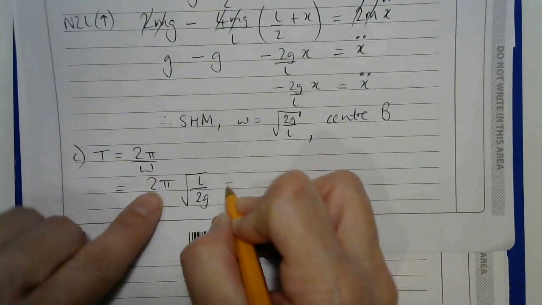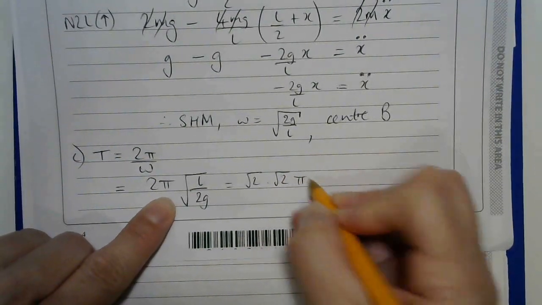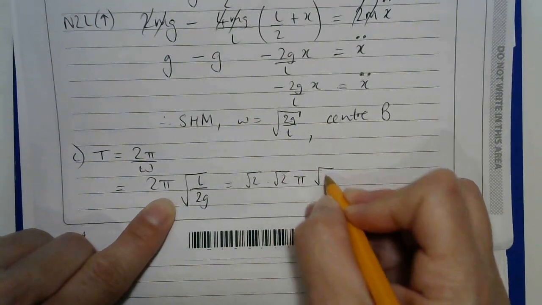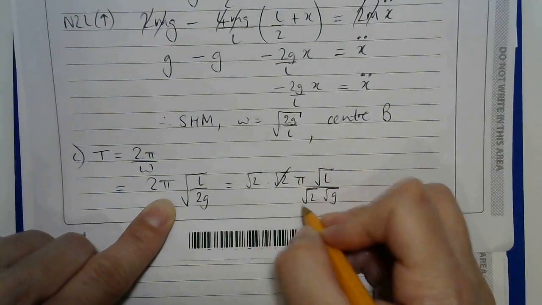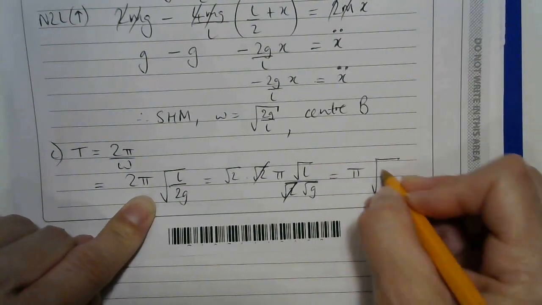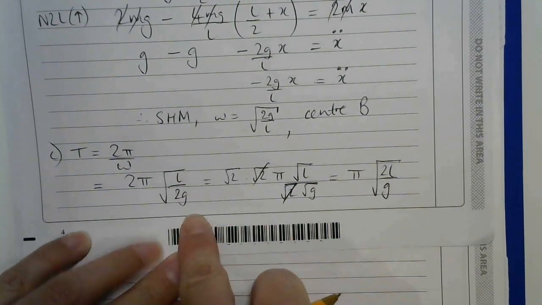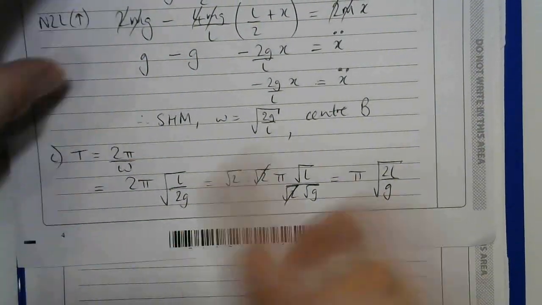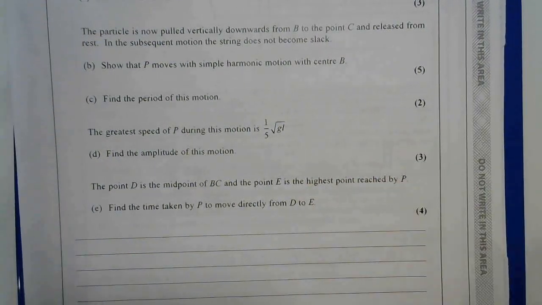Or 2 is really root 2 multiplied by root 2. So on the top I have a root L, on the bottom I have a root 2 and a root g. One of those would cancel, giving me pi times root 2L over g. But the earlier answer would be acceptable as well. Okay, so that is part C, which is worth 2 marks.